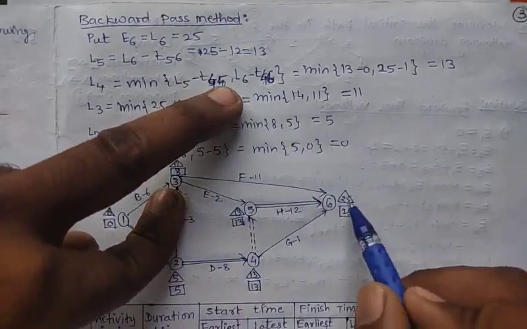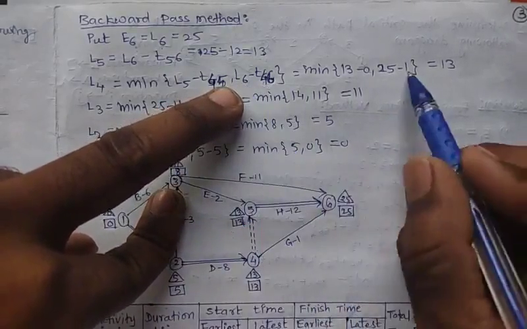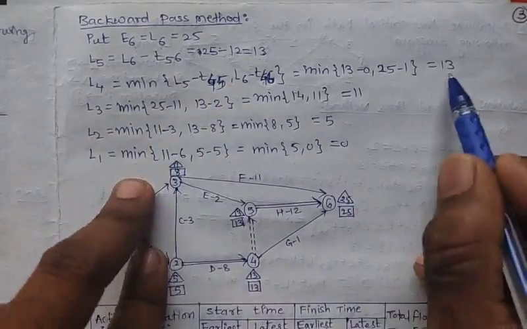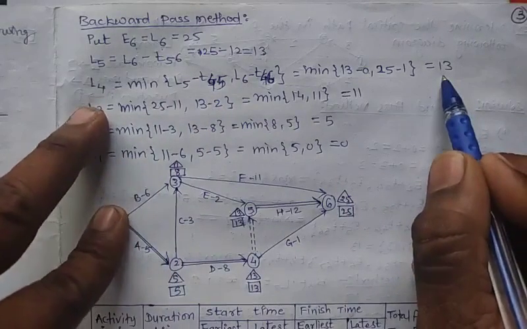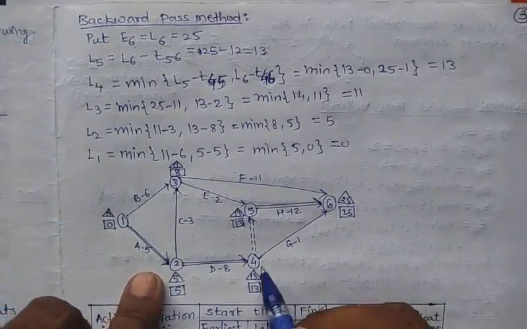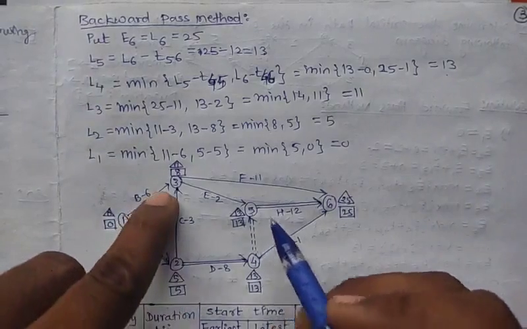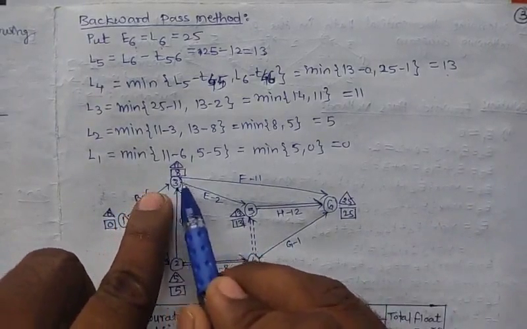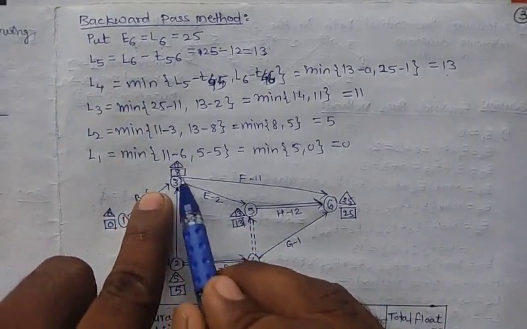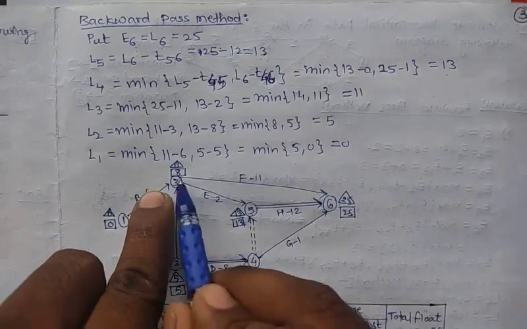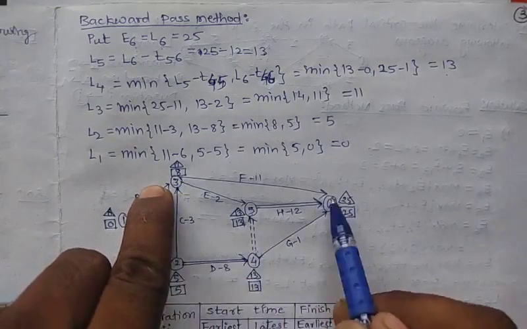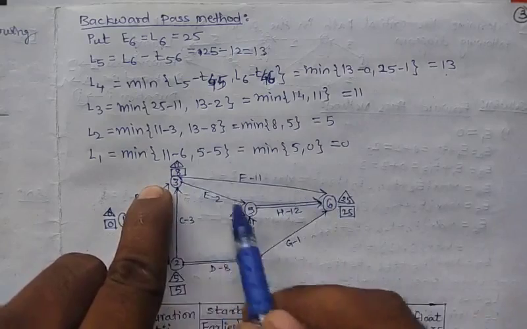Second is L6 is 25 minus 46 is 1. So minimum between these two after calculating we get 13. So L4 is 13. Next calculate L3. Now L3, how many outgoing arrows from L3? So L3 goes to L5 and L3 goes to L6. So we take minimum between these two.